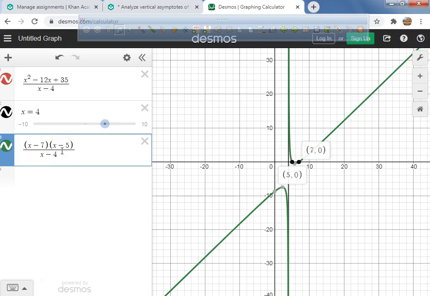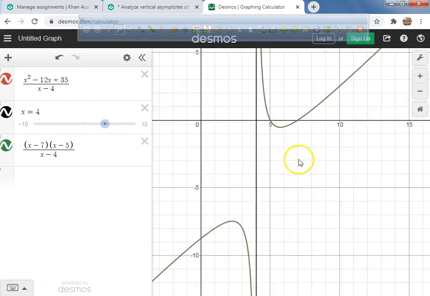This is a review of the last assignment. Like, what are the zeros? What's the vertical asymptote? Where is it located? Now, that's not what we're dealing with right now. What we're dealing with is this right here.